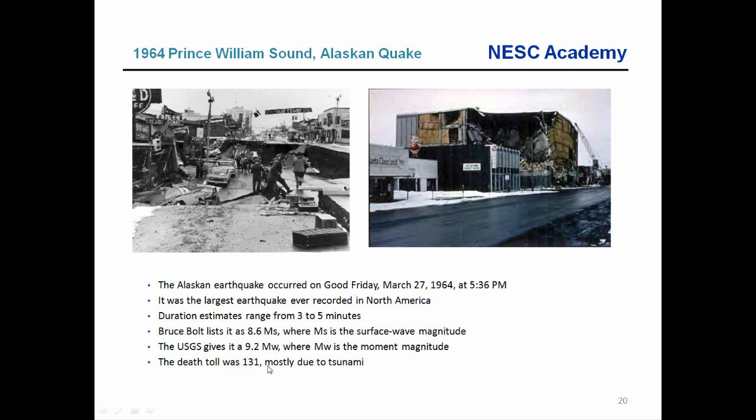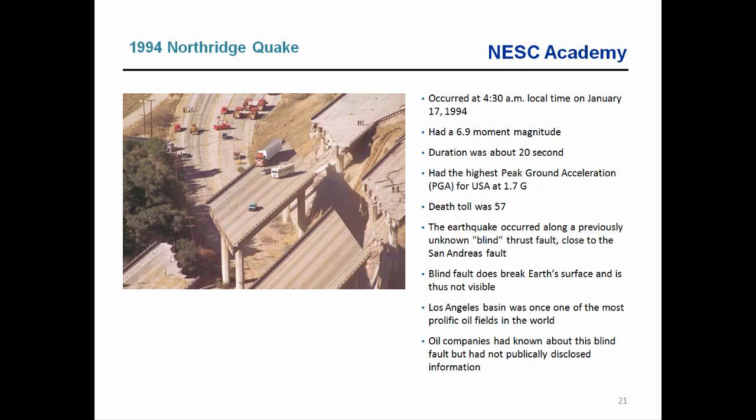The death toll was 131, and most of them occurred due to the tsunami effects. And in fact, some of those tsunami deaths weren't just in the Anchorage area, but even places like California and Oregon were impacted by resulting tsunamis, and that causes a couple of deaths in each of those states as well. Okay, here's the 1994 Northridge Earthquake.